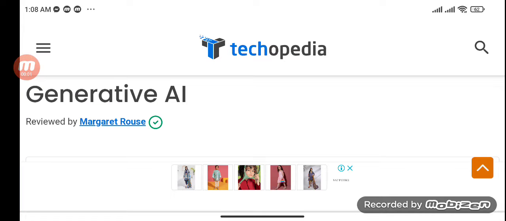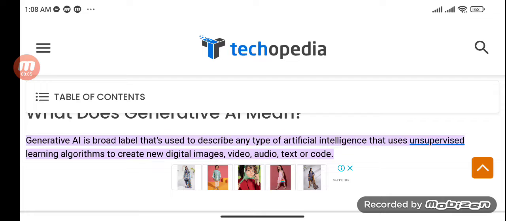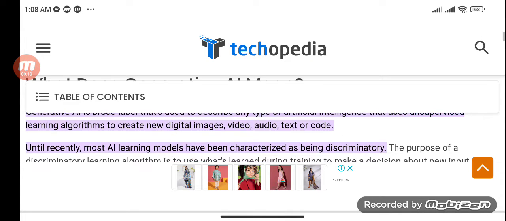Generative AI. What is this generative AI? Artificial intelligence. What does generative AI mean? Generative AI is a broad label that's used to describe any type of artificial intelligence that uses unsupervised learning algorithms to create new digital images, videos, audios, text, or code.